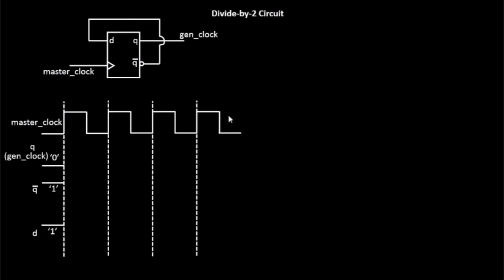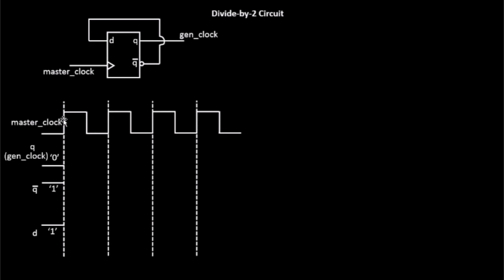In a different way, you can take Q as 1 and hence derive similar kinds of waveforms with respect to whatever initial conditions you want to put. You can always do that, but for the sake of simplicity, we have taken these as initial conditions. So Q is 0, Q bar is 1, and Q bar is being fed to D, so D is also 1. Now during the first clock edge of the master, this is a rising edge flip-flop.